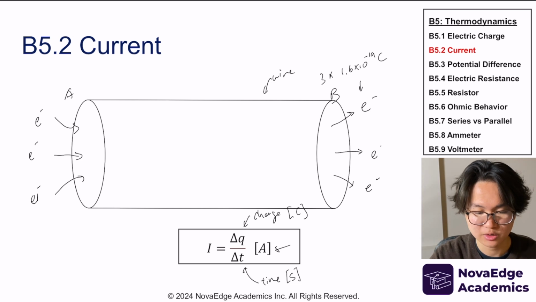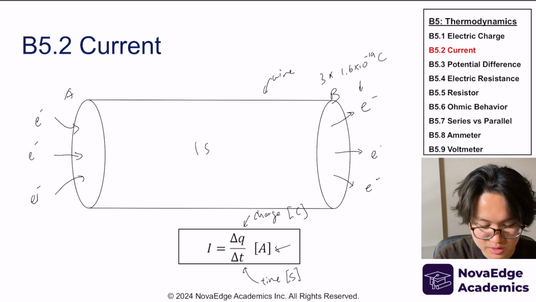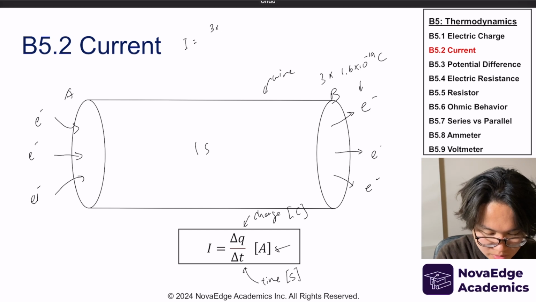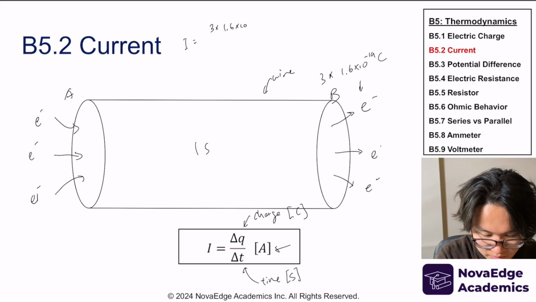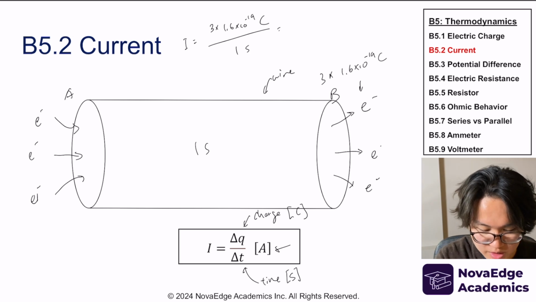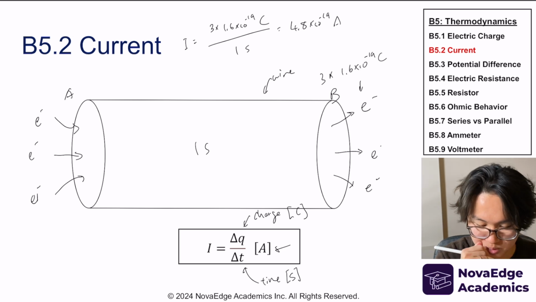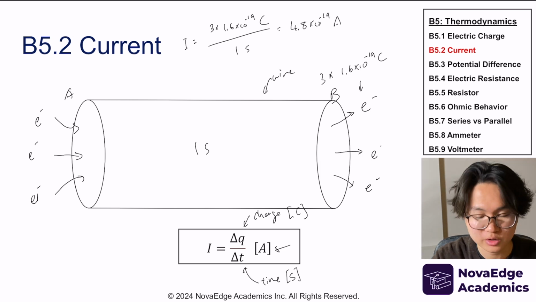And I can ask, how long did it take? Maybe it took 1 second. If it took 1 second, then the current is equal to 3 times 1.6 times 10 to the power of negative 19 over 1 second. So that's just 4.8 times 10 to the power of negative 19 ampere. That's quite low. You're not going to come across that small a value of ampere.